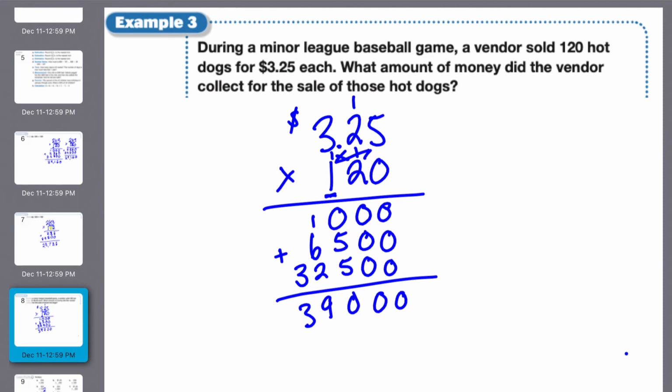Make sure that decimal here gets dropped down. It stays in its spot. So $390 is the amount of money that the vendor collected.